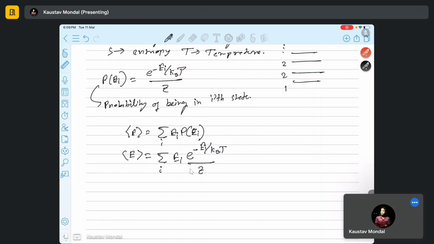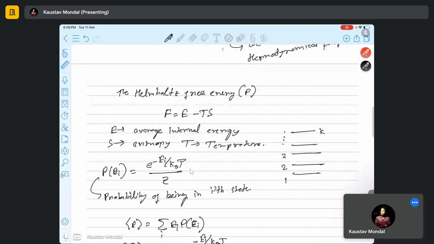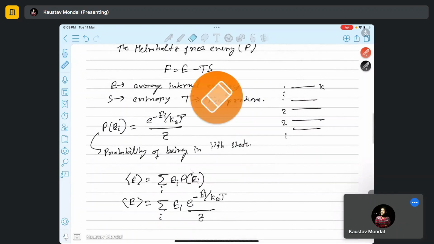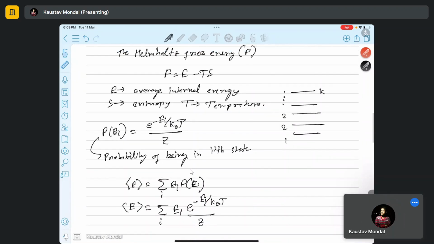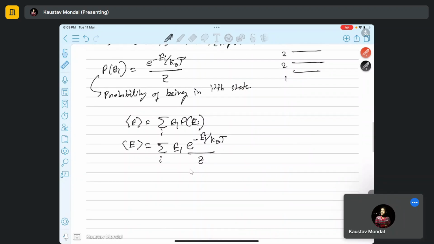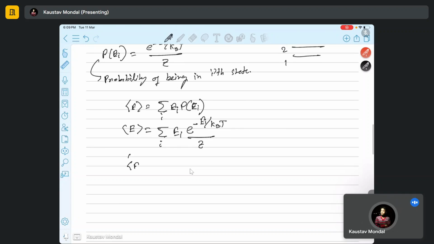So now we can write this thing like this also, right? Delta E you can rewrite like this: del beta of ln Z. So if you do it, you can see.